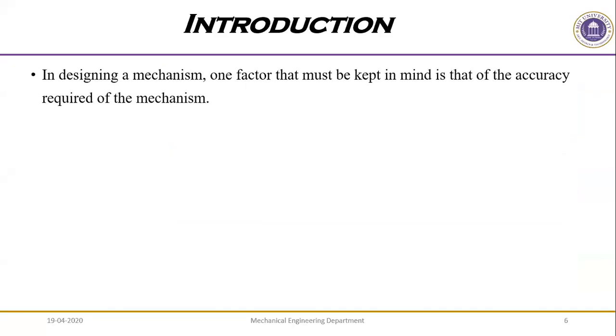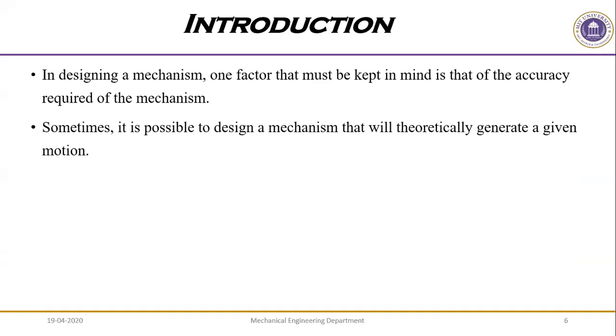Now, in designing a mechanism, one factor that must be kept in mind is the accuracy required of the mechanism. Whatever output we require, that should be within the range. It should achieve maximum accuracy, means minimum error should be there. Sometimes it is possible to design a mechanism that will theoretically generate the given motion. Theoretically, it will achieve the exact motion that we require.